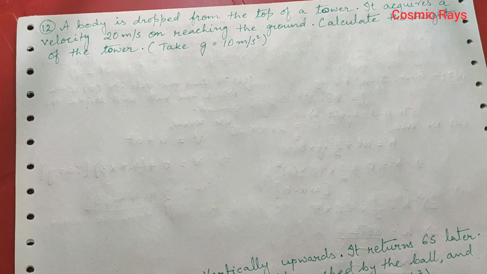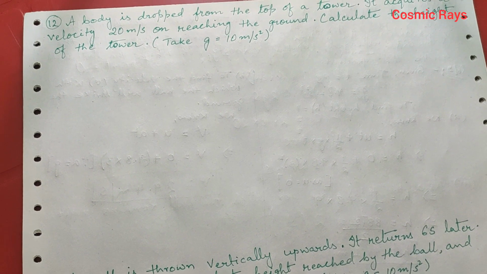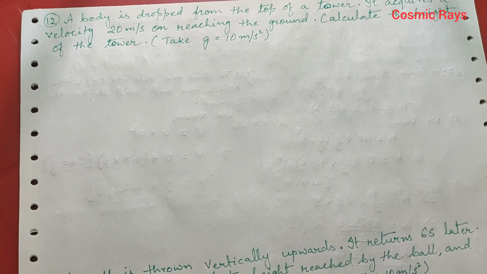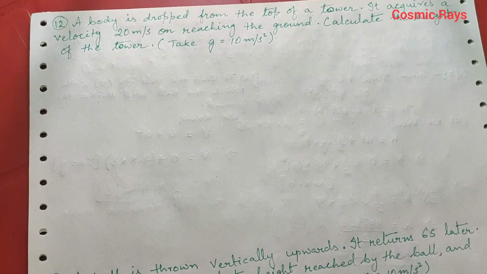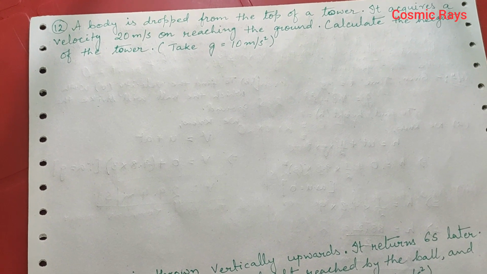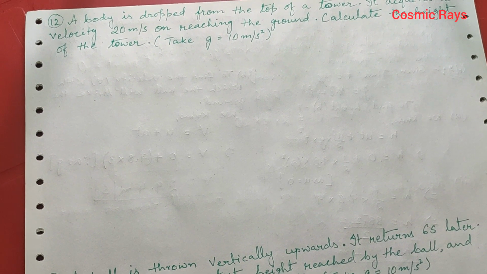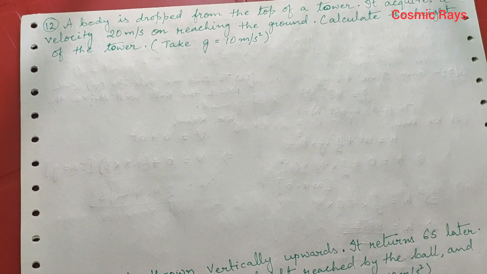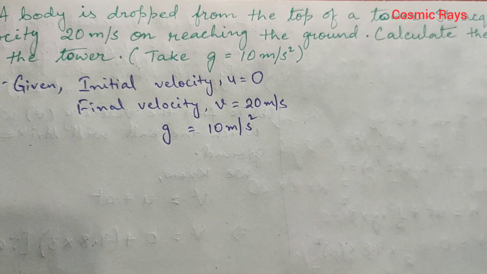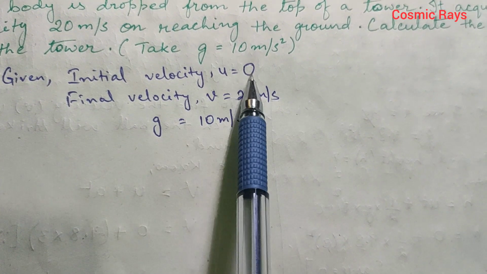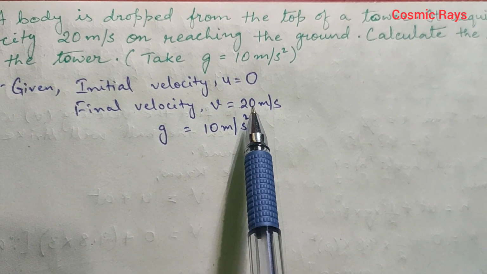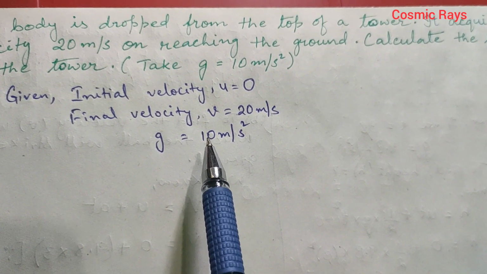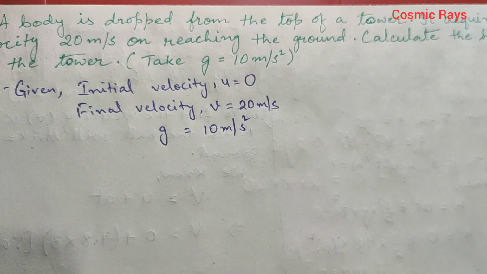Now in this question, to find out the height, which we will be finding out in terms of the distance traveled, we have to first calculate the time that it takes for covering that height. So first we write the given things, and then using the equation v equal to u plus at, we calculate the time. As the ball is dropped from the top of a tower, initial velocity u is 0, final velocity v is 20 meter per second, which is given in the question, and acceleration due to gravity is 10 meter per second square.